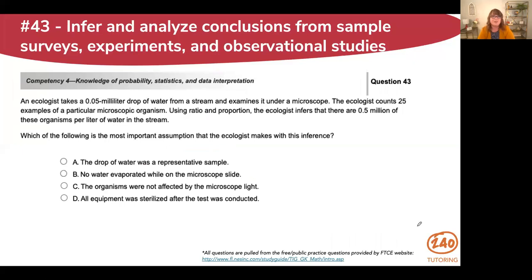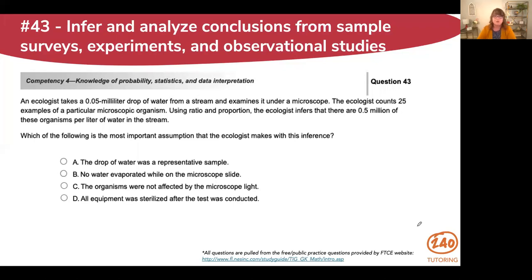All right, this next one says an ecologist takes 0.05, or 5/100ths of a milliliter, drop of water from a stream and examines it under a microscope. The ecologist counts 25 examples of a particular microorganism. Using ratio and proportion, the ecologist infers that there are 5/10, or 0.5 million, of these organisms per liter of water in the stream. Which of the following is the most important assumption that the ecologist makes with this inference?